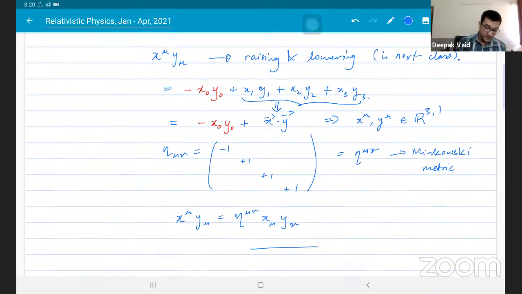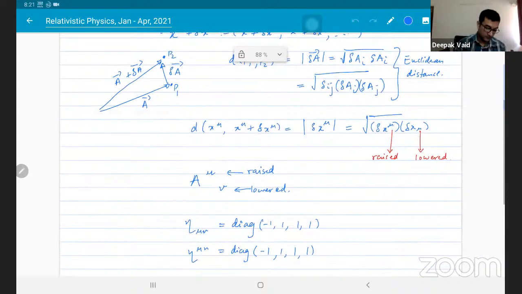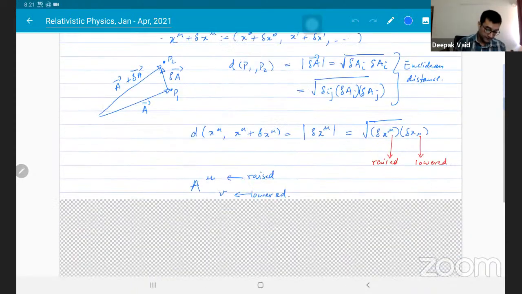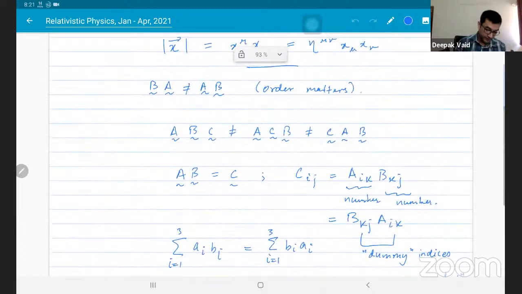Then, if you are uncomfortable with raising and lowering, just work with indices all lowered or all raised. I don't care. Okay, for your purposes, just use whatever convention is suitable or easiest for you to follow. So these are all just various examples of index contraction.